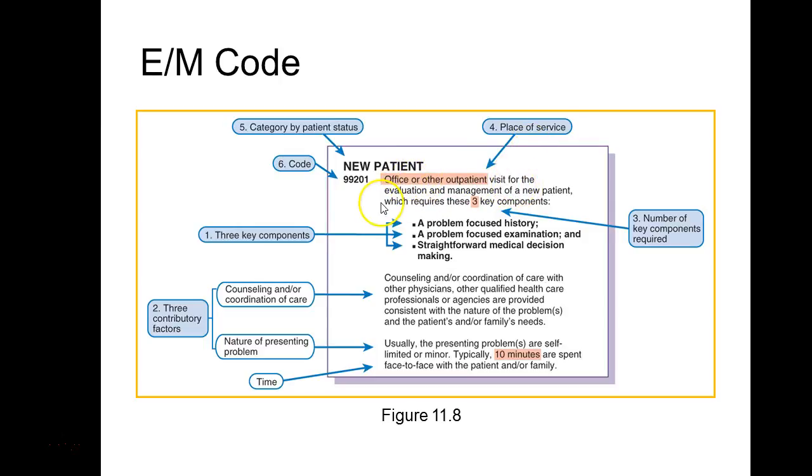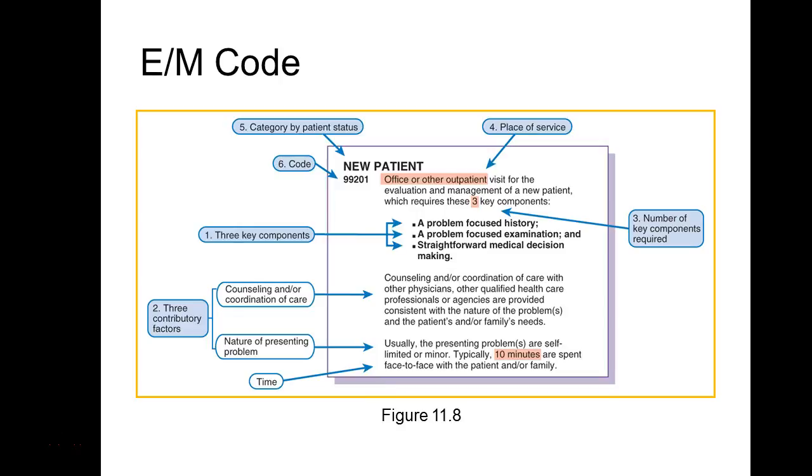And again, this is for the evaluation and management of a new patient, which requires these three key components. We're going to get a little bit more into how many key components we need to match up in the next lecture. We then have our 3 bullet points. It always goes history, exam, medical decision making. Then our paragraph about counseling and coordination of care, and our paragraph about the nature of the presenting problem and time.